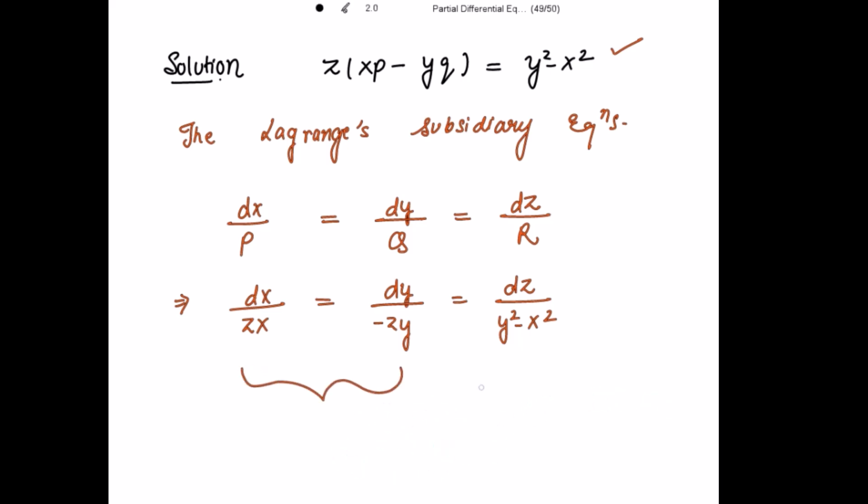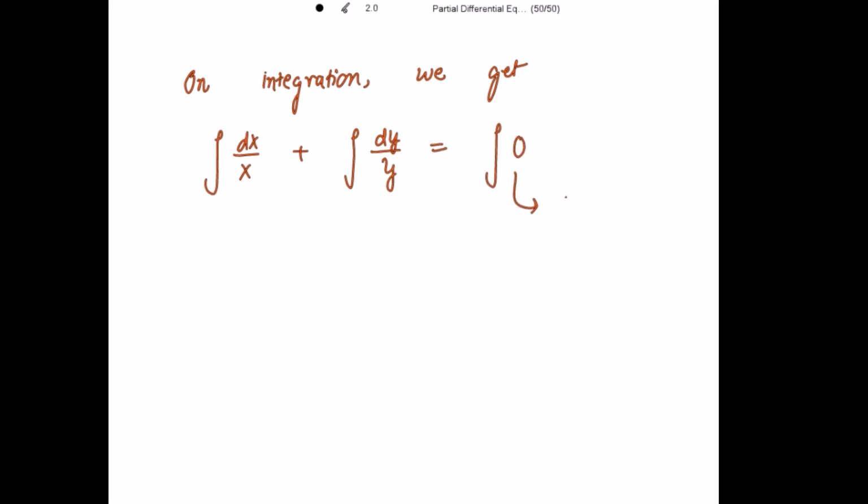From these two we get dx divided by zx equal to dy divided by minus zy. We can cancel z from both the sides. Dx divided by x plus dy divided by y equal to 0. And now integrating this, on integration, we get the integration dx divided by x plus the integration dy divided by y equal to the integration of 0. Integration of 0 is a constant.